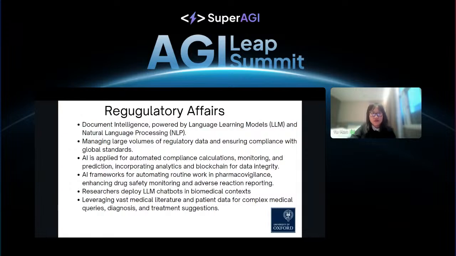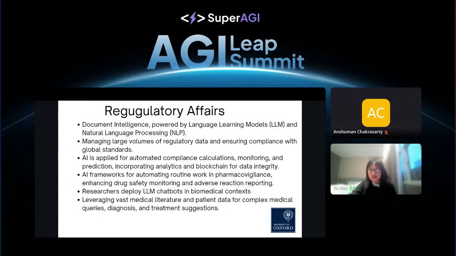Next section, I'll talk about regulatory affairs. Regulatory affairs is where companies deliver their technical and other documents to an agency, which you may also call an authority, and the agency will review the contents and give the company the next direction. So this is where document intelligence plays a role. It's powered by large language models and NLP. Using these techniques, large volumes of relevant data can be managed more easily, ensuring compliance with global standards.